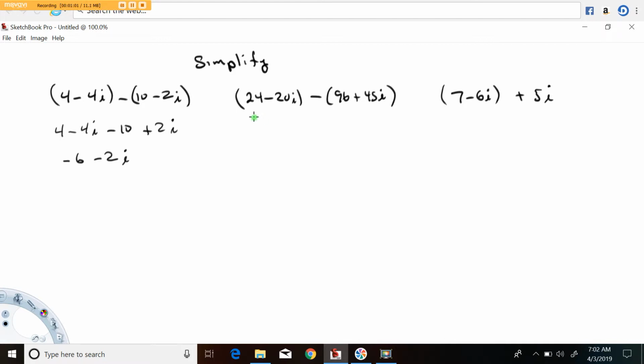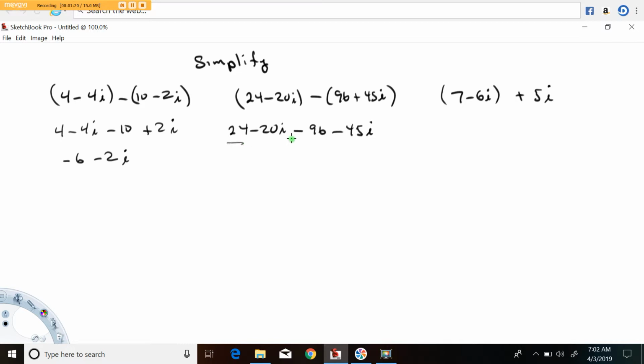Let's take a look at this middle example here. So let's see. We got 24 minus 20i. And again, we'll distribute this minus sign. So minus 96. And then this product is minus 45i. And now we just do the real versus the imaginary parts.